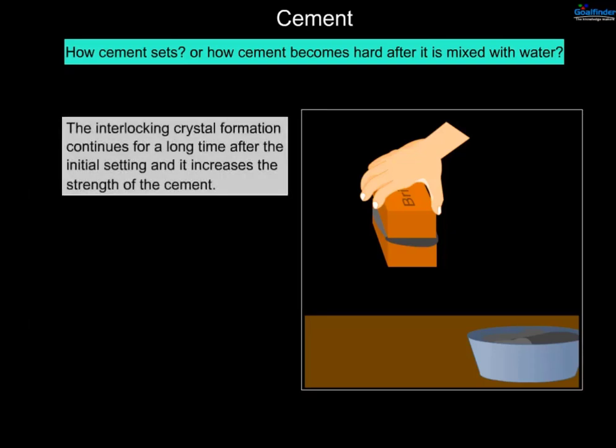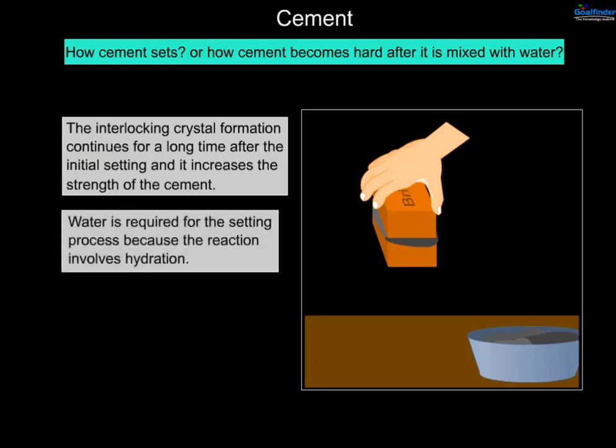The interlocking crystal formation continues for a long time after the initial setting and it increases the strength of the cement. Water is required for the setting process because the reaction involves hydration.